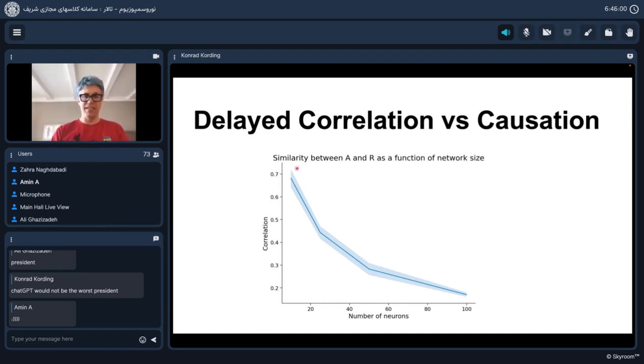What you see is that if there's a small number of neurons, they're very similar. If you have a very large number of neurons, where large is already 100, then the correlation is very, very low already. So for the kind of small systems that Konrad's head can fit, correlation is causation. That's why Konrad feels that correlation is kind of causation.